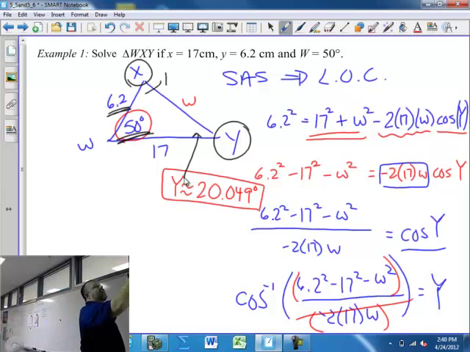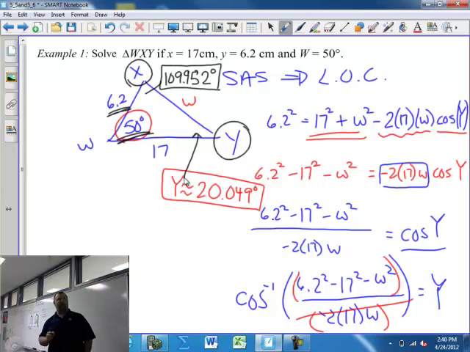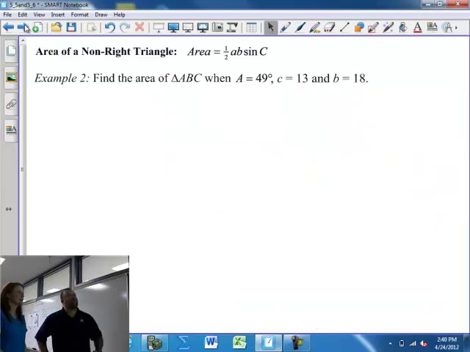We get 109.952 degrees. Yay! Okay, great. So we solved the triangle. Not so bad. The algebra on finding the angles is a little tricky, so we'll definitely practice that. Practice, practice, practice. All right, that's it for law of cosines.